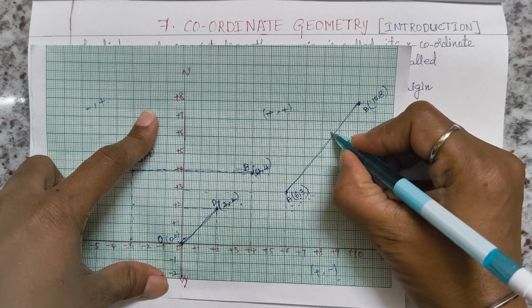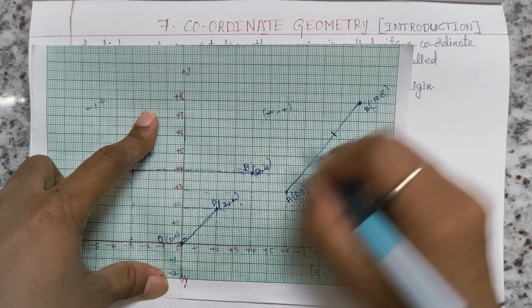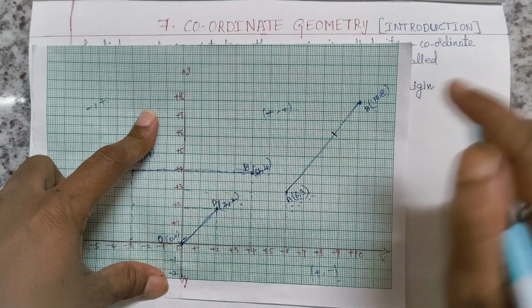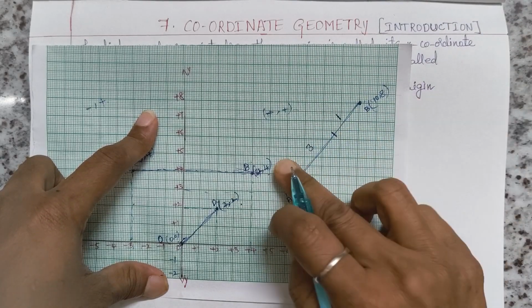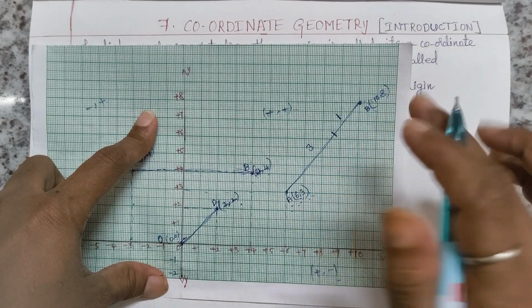See here, I am taking 2 parts. This is one part, this is one part. 2 parts, this line is divided. Okay. In which ratio is it divided? 3:1 ratio, you think. It is divided in the 3:1 ratio.